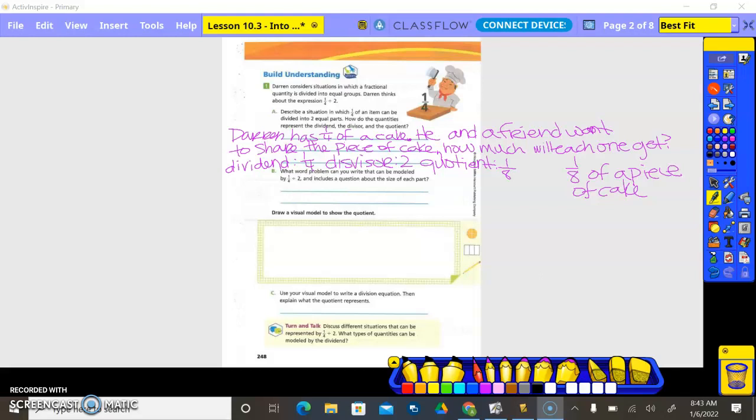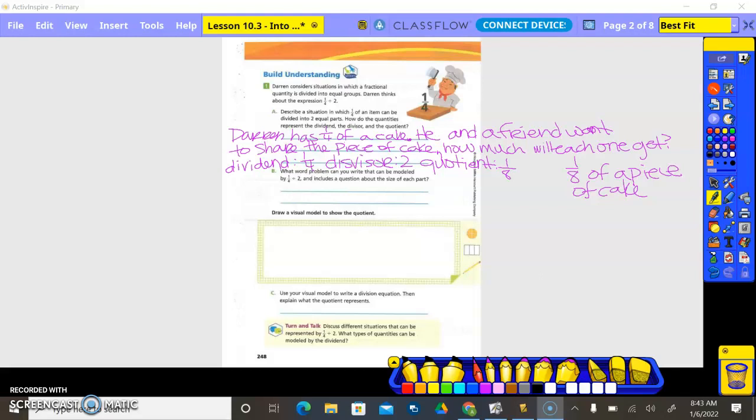So we said the dividend was 1/4, the divisor is 2, and the quotient is 1/8, because the dividend is the total that we want to take. The divisor is how much we're wanting to split it into, and then our quotient, of course, is our answer. And then we realized that we actually answered letter B in our answer of A.